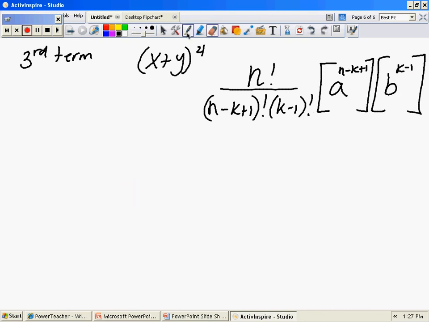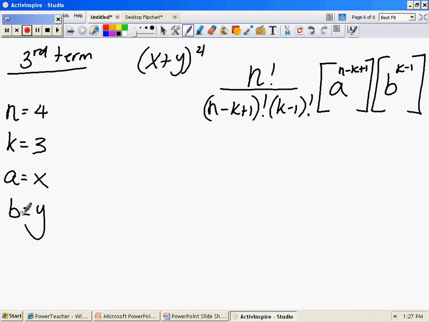So let's find n first. What is n? It's 4. It's the exponent, right? And what is k? K is the term we're looking for, so I've heard somebody say it's 3. K is 3. And then a is the first term, which in this case is x. And b is the second term, which in this case is y. So first thing we're going to do is plug everything in.